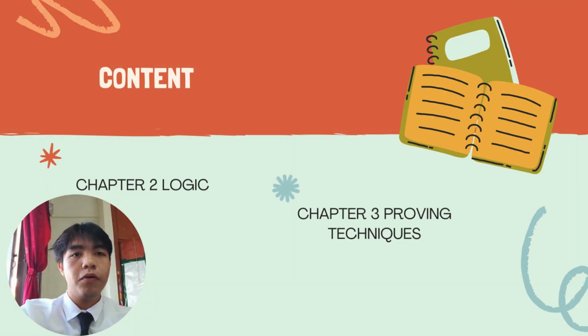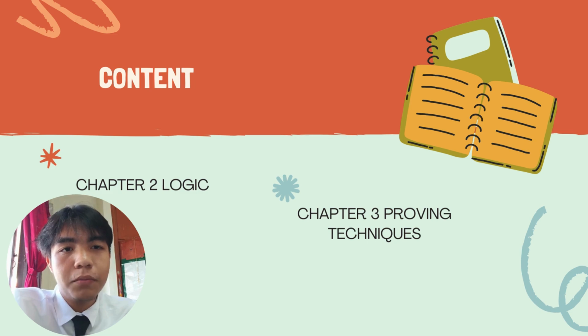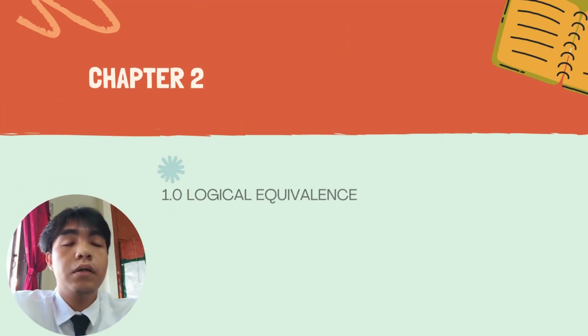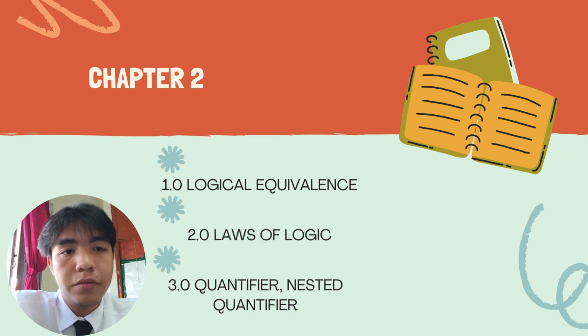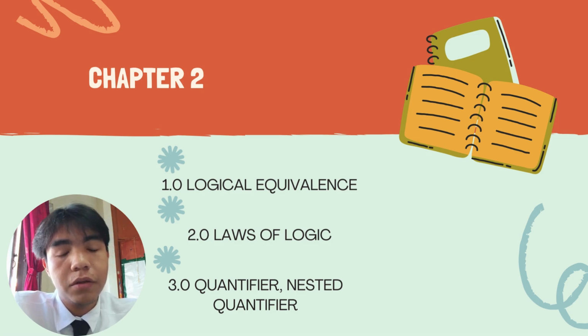For the table of contents, we have 2 chapters we are going to present. The first one is chapter 2, logic, and chapter 3 is proving technique. In chapter 2, we have 3 subtopics we are going to present. The first one is logical equivalence, second, laws of logic, and third is quantifier and nested quantifier.